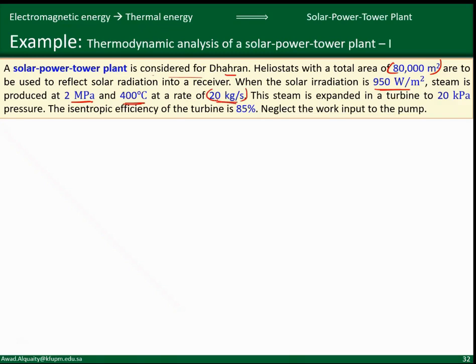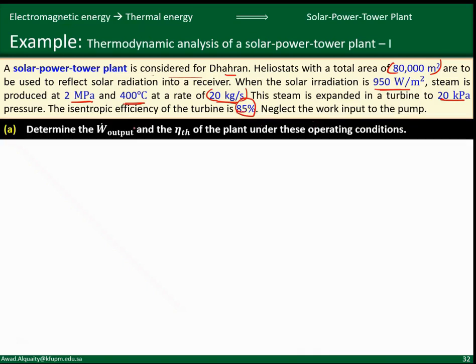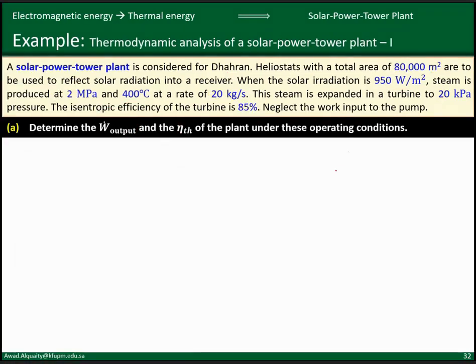Now, of course, once you generate steam, then you expand that in a turbine, and we expand it to 20 kilopascal. The isentropic efficiency of the turbine is given as 85%, and we can neglect the work input to the pump, right? Simply because it's usually negligible for a Rankine cycle. Now, for the above information that is given, we simply need to calculate the work output of the turbine and the thermal efficiency of the solar tower plant.